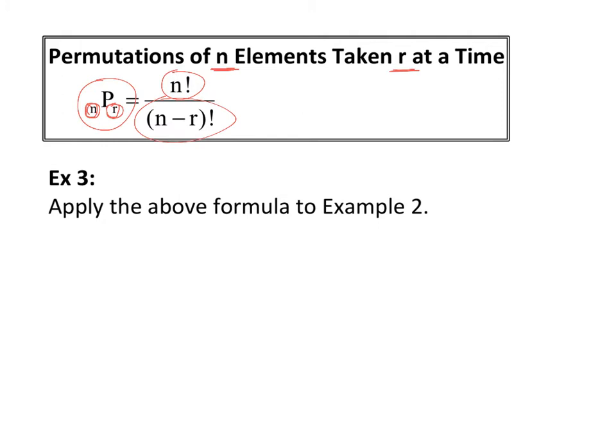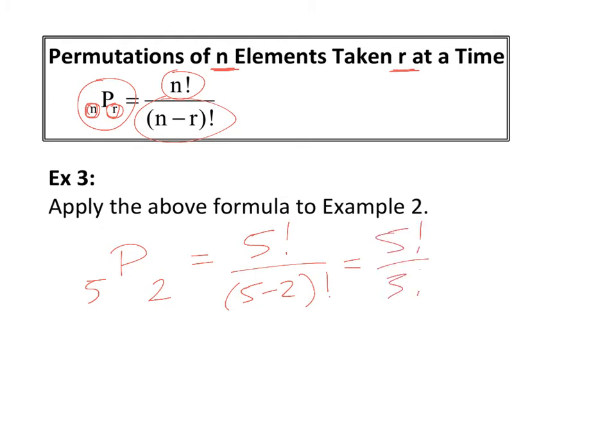Example 3: apply the above formula to example 2. So I have 5, I'm working with permutations and I'm choosing 2 from the 5, because I have 2 positions that need to be filled. Then I have 5 factorial over 5 minus 2 factorial. That's equal to 5 factorial over 3 factorial, which is equal to 5 times 4, which is 20.